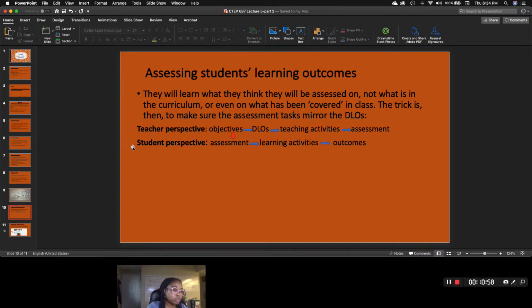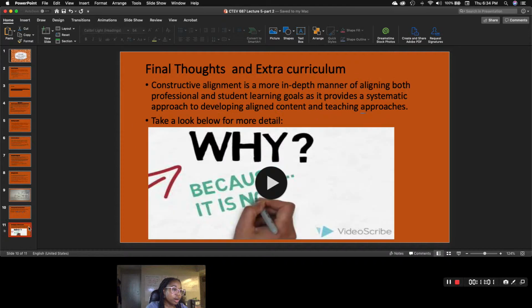So here it is very important to remember and consider that everything has to align. When it doesn't align, learning doesn't take place in the way in which it should for everyone. Some students will be able to figure it out because that's their learning style, but a lot of times they often get lost in the shuffle because we haven't done the aligning part well, firsthand for ourselves. So the key thing here is that constructive alignment is a more in-depth manner of aligning both professional and student learning goals, as it provides a systematic approach to developing aligned content and teaching approaches.